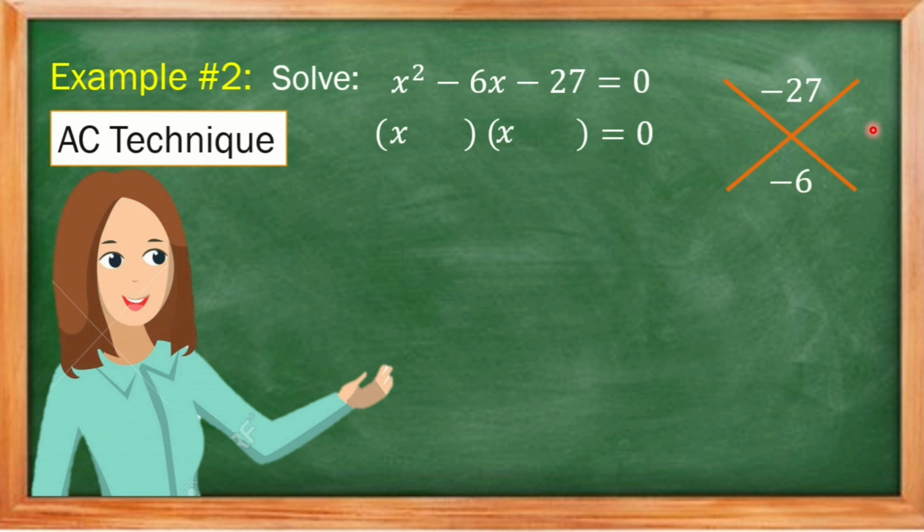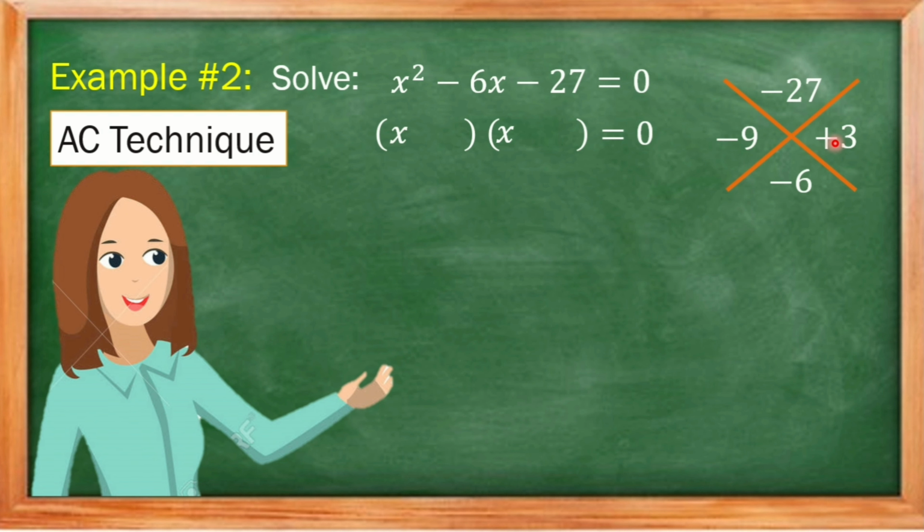Okay, so ano naman ang ilalagay natin dito sa left and right ng x natin? So, ang ilalagay natin dito ay yung factor ng negative 27 na kapag in-add natin ay negative 6 ang sagot. So, anong factor ng 27 na yun? Okay, so negative 9 and positive 3. Okay, paano mo malalaman na negative o positive ang ilalagay mo dito sa kanila? Okay, so ang titignan mo lang ay itong middle term natin. So kung ang middle term natin ay negative ang sign, okay, so ilalagay mo yung negative sign na yun sa pinakamalaking factor niya. So since ang pinakamalaking factor is 9, okay, so doon natin ilalagay yung negative.